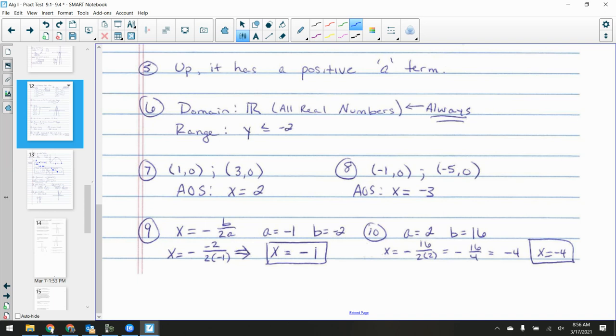Let's pause for a moment as we come to the end of this page of my key here. Are there any questions 1 through 10? At the halfway point of the practice test, any questions 1 through 10 that we have? No? Okay, let's take a look here at number 11.